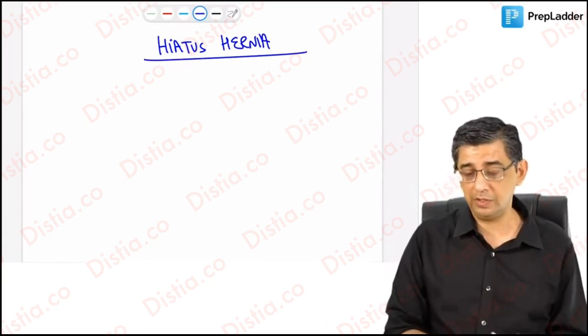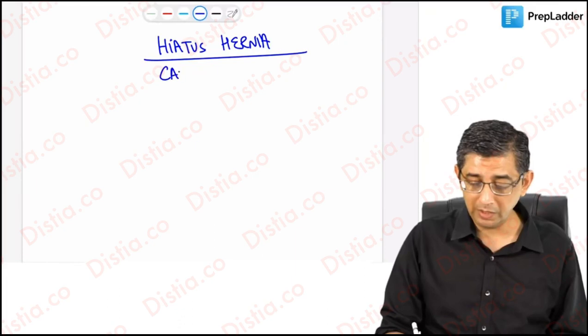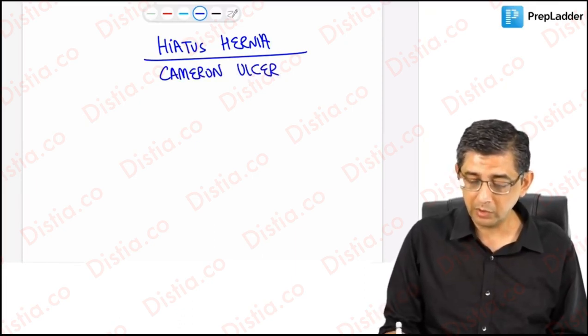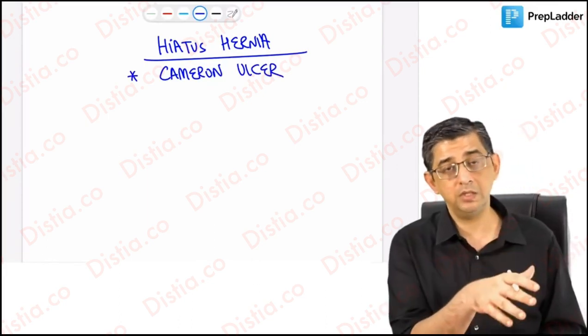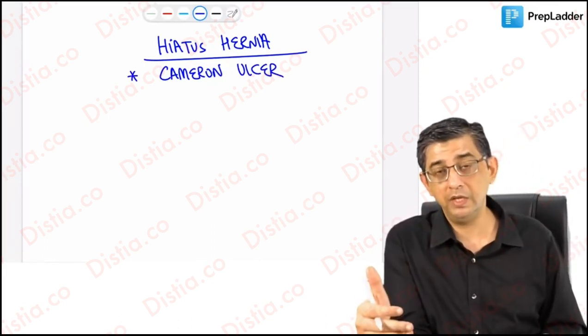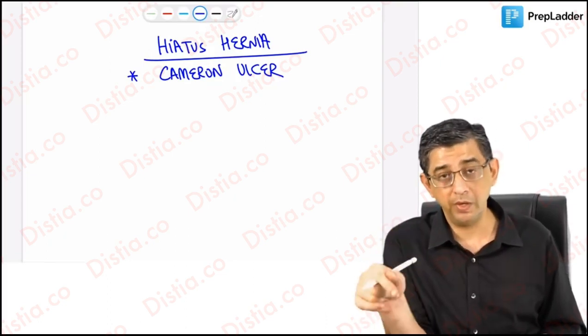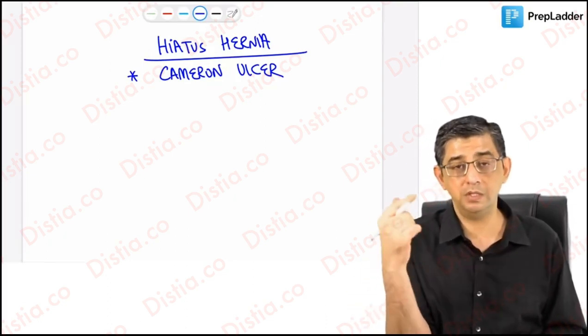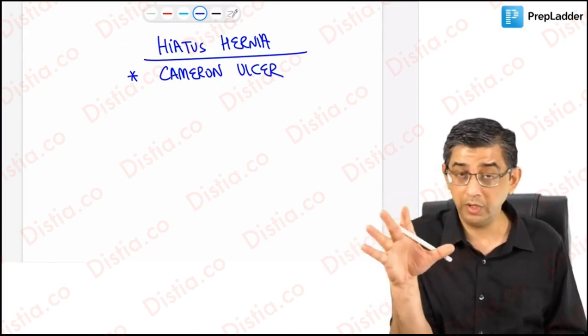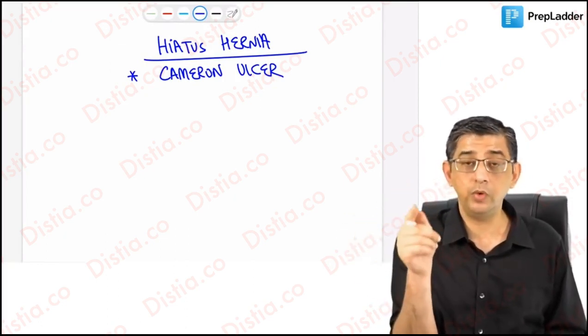So please read that from the surgical domain. I just want to add the fact that the question in the exam said Cameron ulcer, because traditionally we have studied peptic ulcer. You will study regarding curling ulcer for burns, Cushing ulcer for raised ICT. The question said Cameron ulcer is found in, remember the statement of mine, Cameron ulcer is found in hiatus hernia.